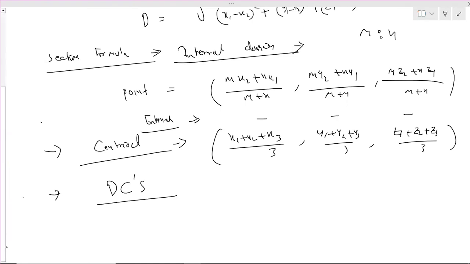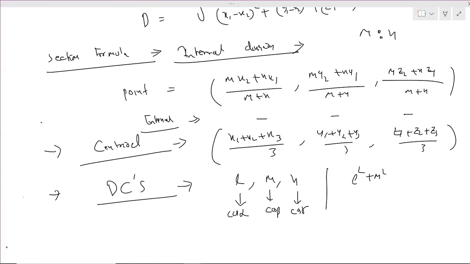Direction cosines represent them as l, m, n, right? This is cos alpha, cos beta, cos gamma. Very important relationship between them: l square plus m square plus n square equals 1. Extremely important. All right.